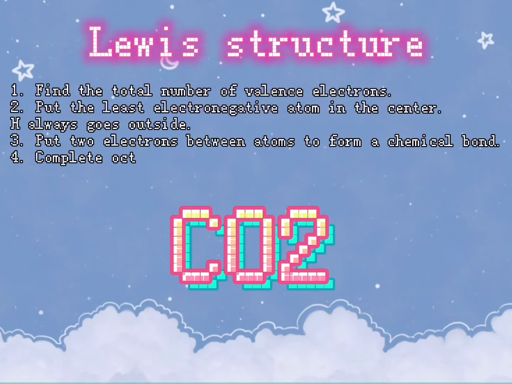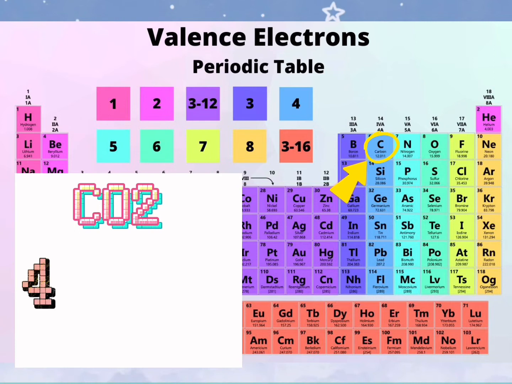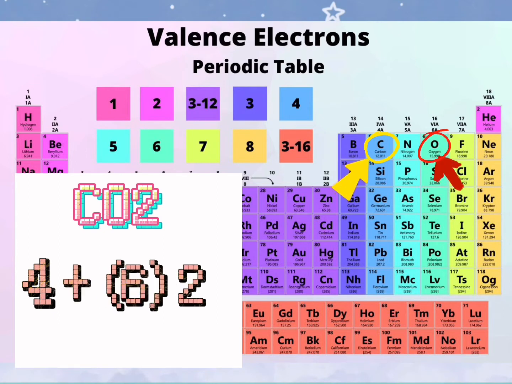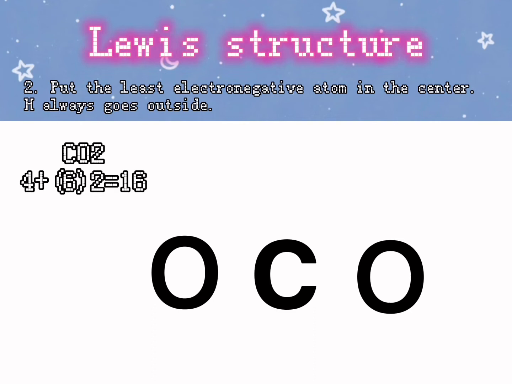If we look at this periodic table, we can see carbon right here at group 14 that has 4 valence electrons. And we have oxygen right here at group 16 that has 6 valence electrons. As you can see, oxygen is multiplied by 2 as carbon dioxide has 2 oxygen atoms. So 6 times 2 plus 4 gives a total of 16 valence electrons. The second step is to put the least electronegative atom at the center of our Lewis structure.